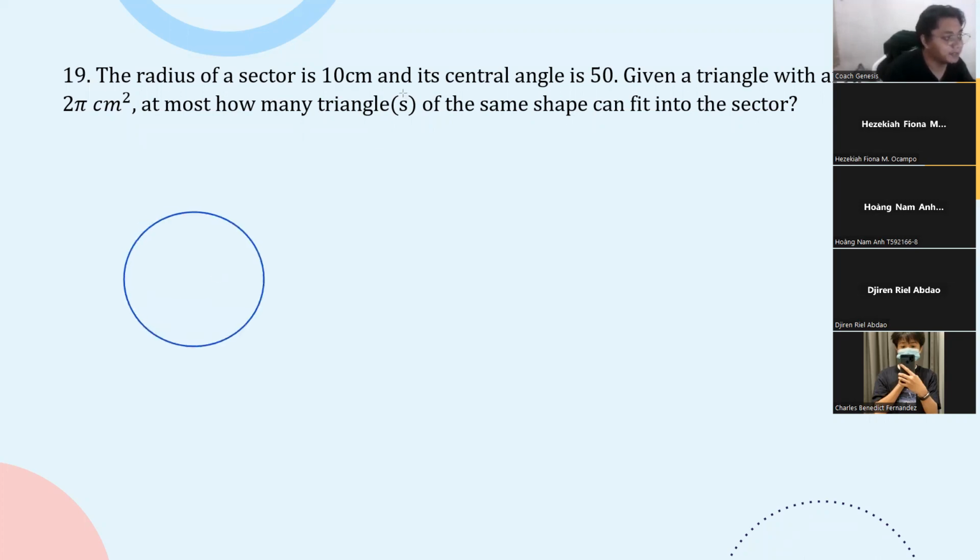As you can see, if you have a circle and let's say you have a radius 10, and you also have a central angle of 50. So if this is 90, this is 45, and something around there. So you have 10, you have 50 degrees.